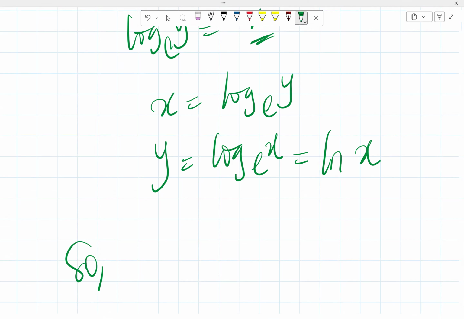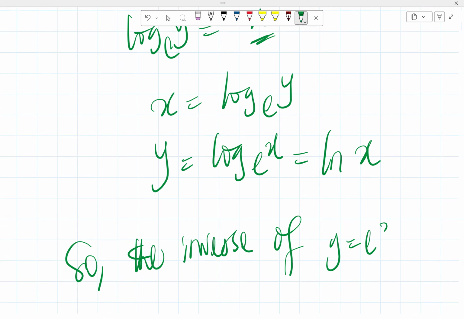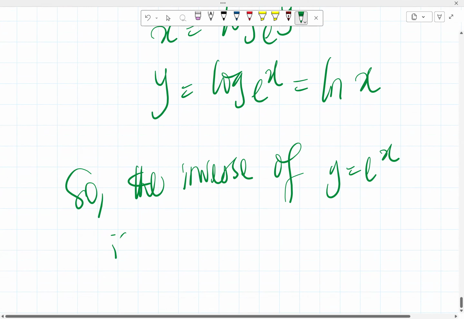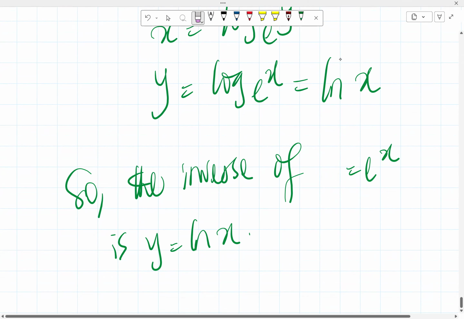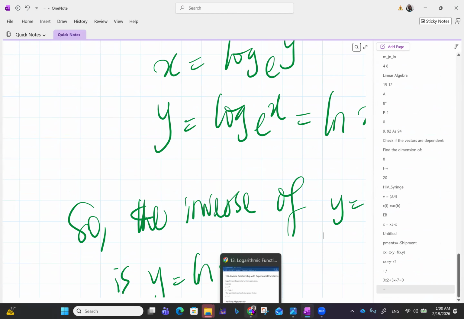So we can conclude that the inverse of y equals e raised to power x is y equals ln x. So that's established: the inverse of exponent is logarithm, basically. So that's what all of that story on the notes is going to be about.